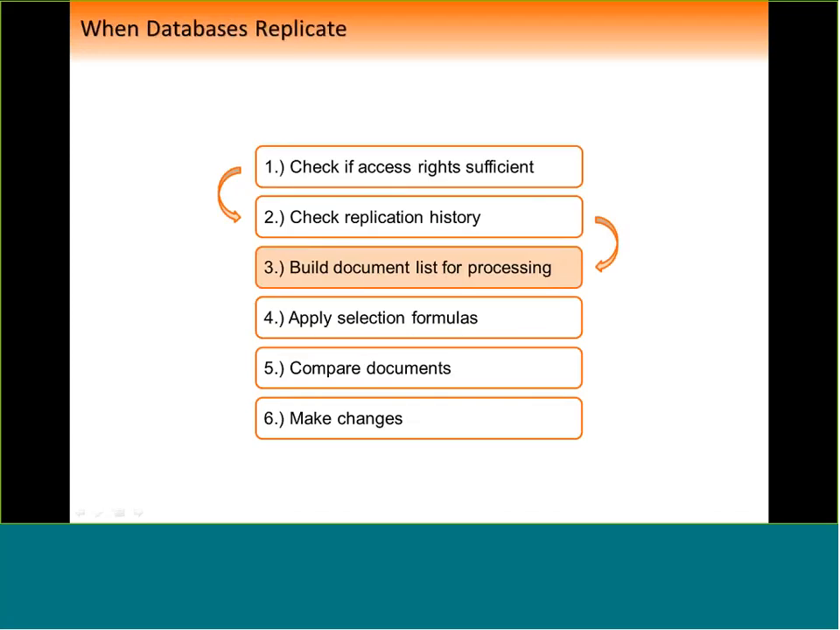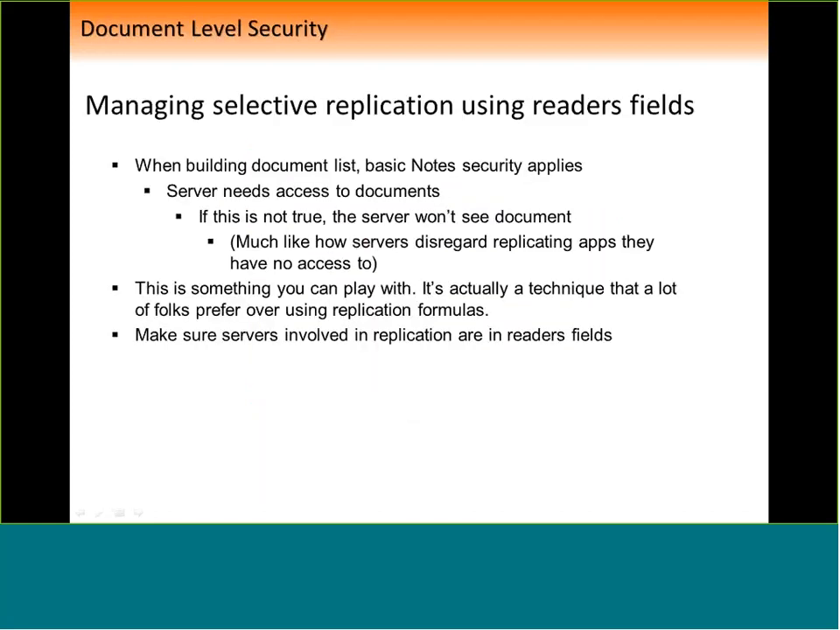Now that we've looked at our access rights and our check replication history, let's look at what happens when we go to build a list of documents that we're going to process. This is really, really critical to understand. Readers fields are used very often in applications, but keep in mind that basic note security applies. If you're using readers fields, you need to make sure that all the servers that are going to be replicating with that database and need to replicate those documents are listed in that readers field. If a server isn't listed, there isn't any way that server has access to that document, and therefore you're going to find out there's a problem.